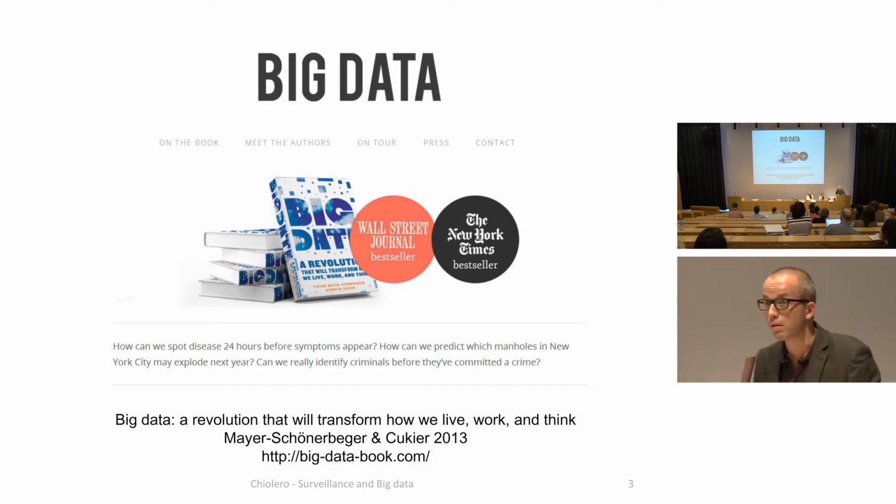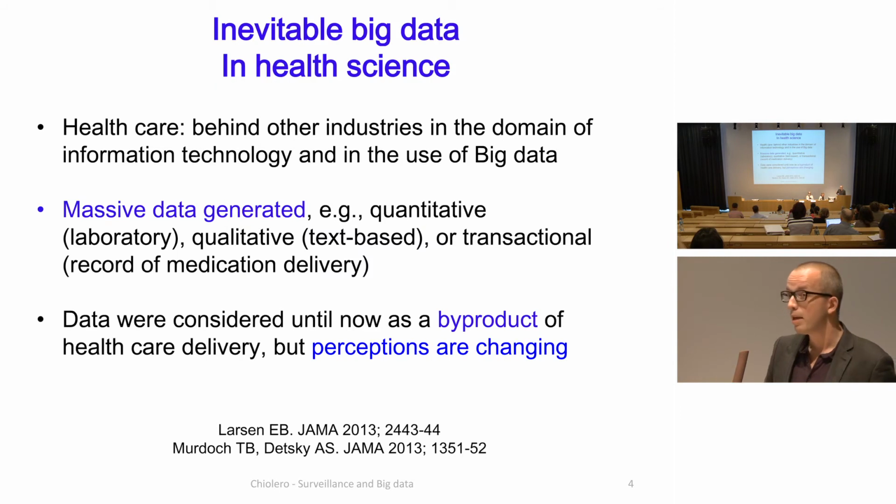Others say that this is not only in science and not only in health science, but according to the author of these books, it could change. Big data will transform how we live, we work, and think. And this book is quite successful. So there are big expectations from big data. And I think now that big data has become inevitable in health science, and the presentations of Dr. Tamblyn have shown that we have big data everywhere.